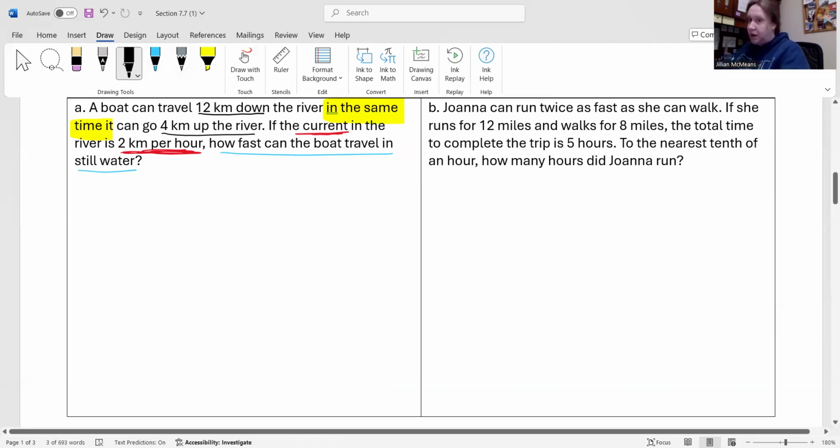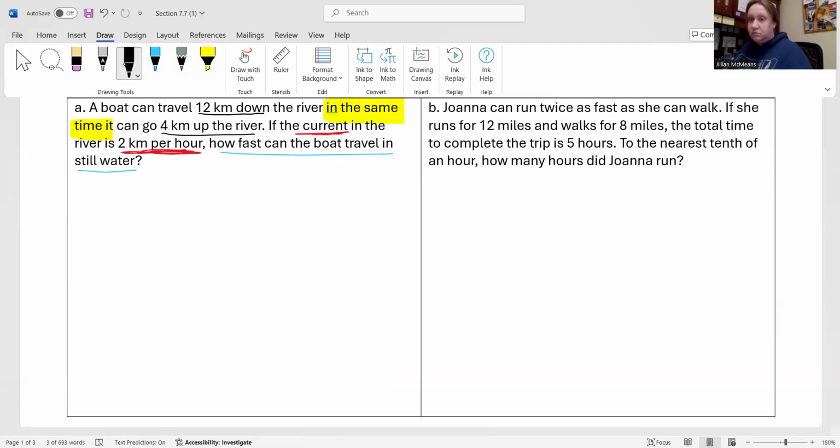So we've got a bunch of stuff happening here. We've got absolutely just known information underlined in black. We know the distance traveled downstream and we know the distance traveled upstream. We also know, highlighted in yellow, something really, really important. The time it takes us to go 12 miles downstream and 4 miles upstream are the same. Okay. We also have the speed of the current. We know the current, again, is 2 miles per hour. What we don't know is the speed of the boat.